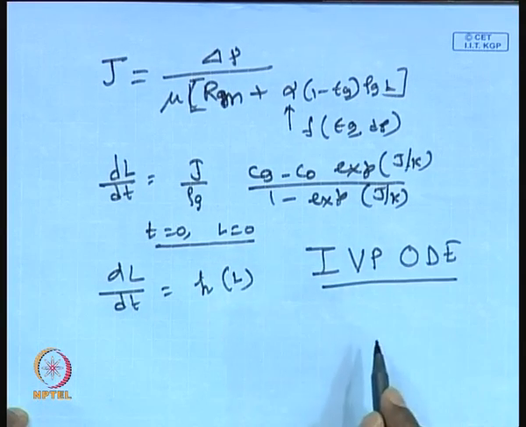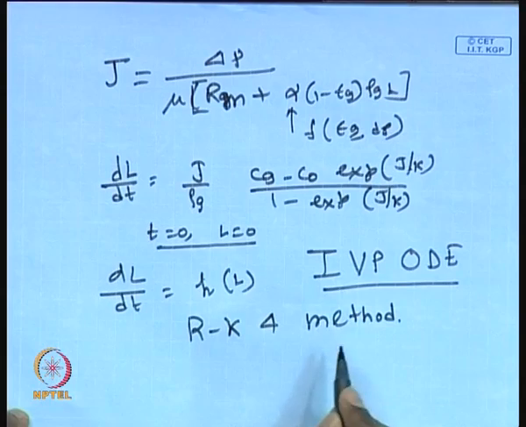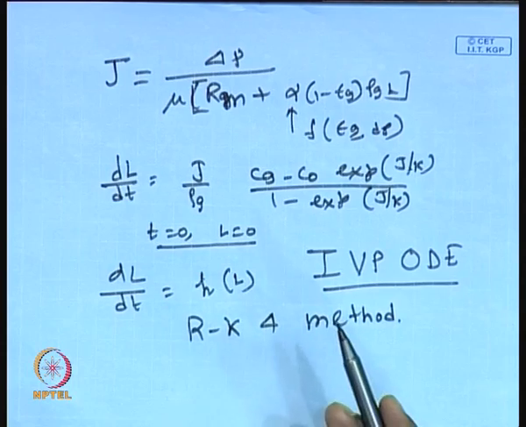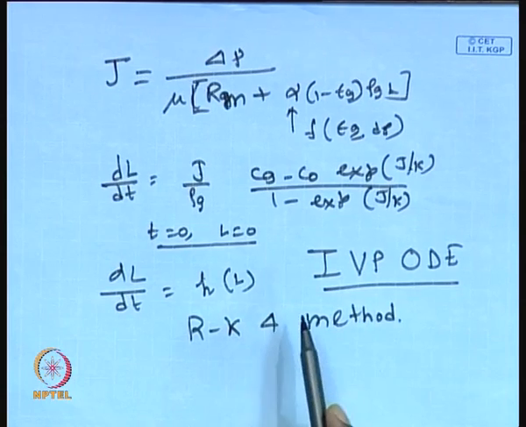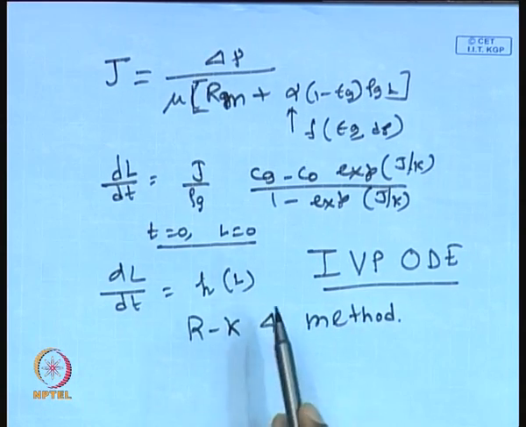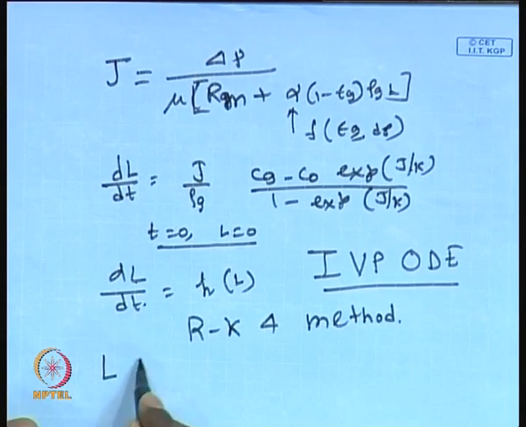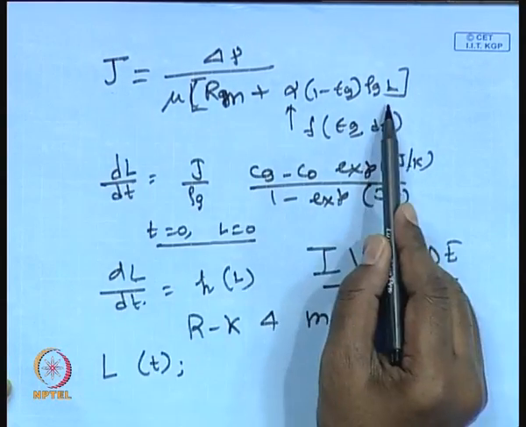It is an initial value problem, ordinary differential equation, and this can be solved by the RK4 method, maybe Runge-Kutta 4 method, to numerically integrate this equation. Or you can use Euler's method, or the Adams-Bashforth method. You can use various algorithms to solve this ordinary differential equation. In the process, you will be getting L as a function of time. Once you get L as a function of time, you can get J as a function of time.